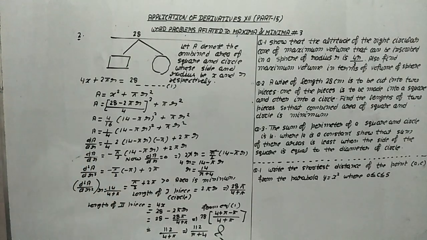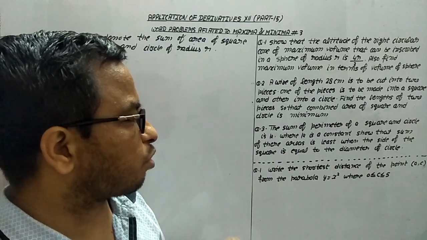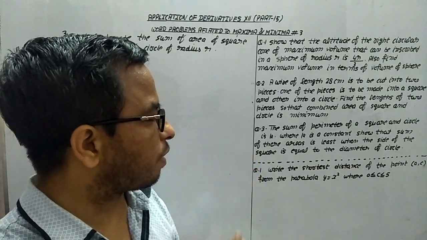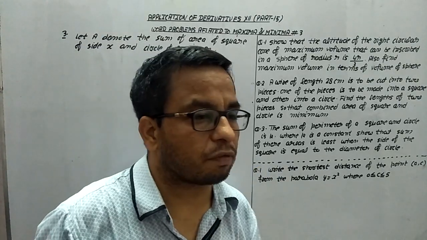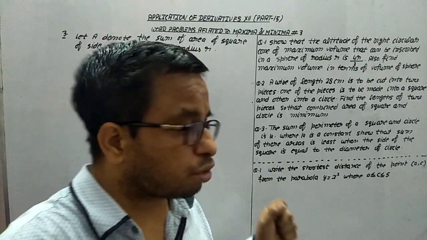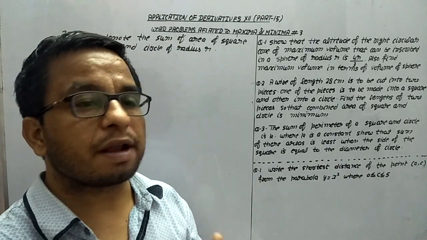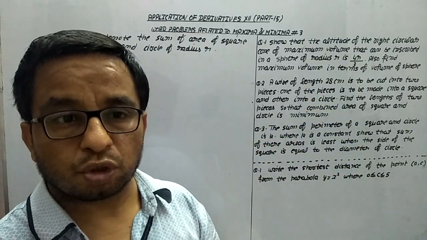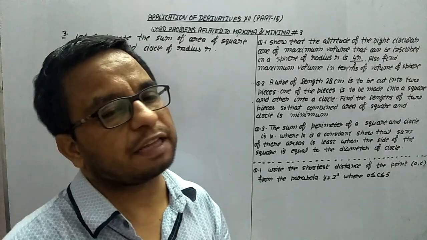Now let's start with the solution of question number 3. The sum of perimeters of a square and a circle is k, where k is a constant. Show that the sum of their areas is least when the side of the square is equal to the diameter of the circle. I chose this question because with its help I want to show another method. This method can be used in the previous question also, and you can apply it in the exam also.